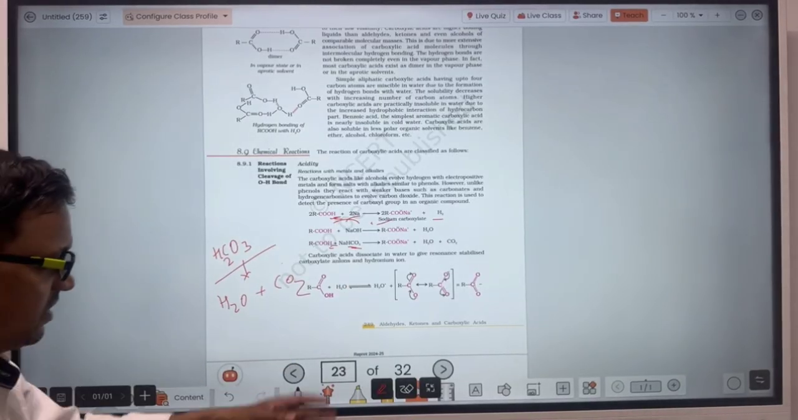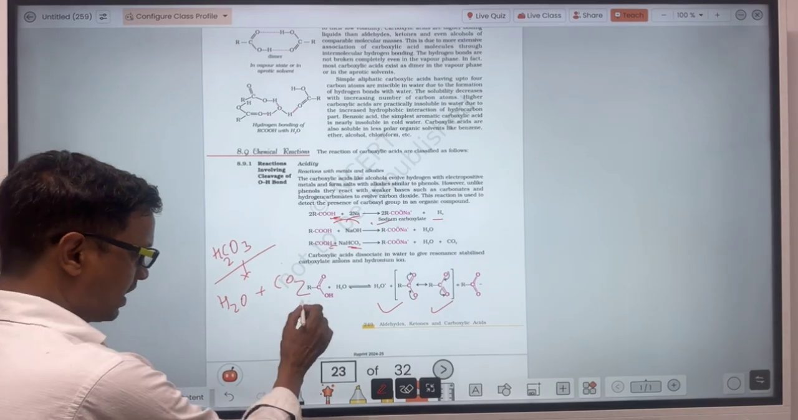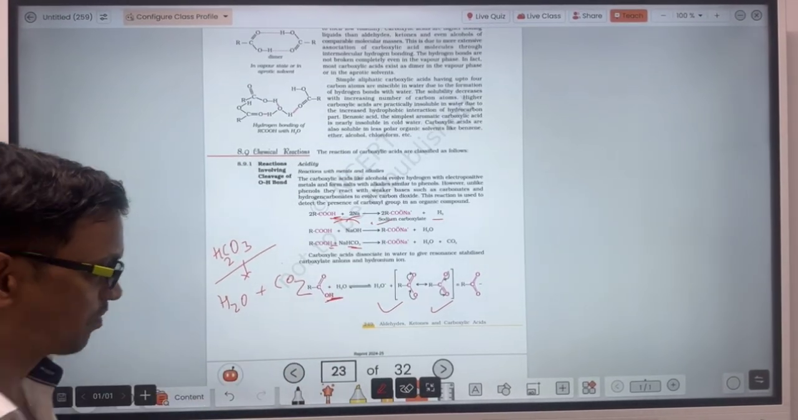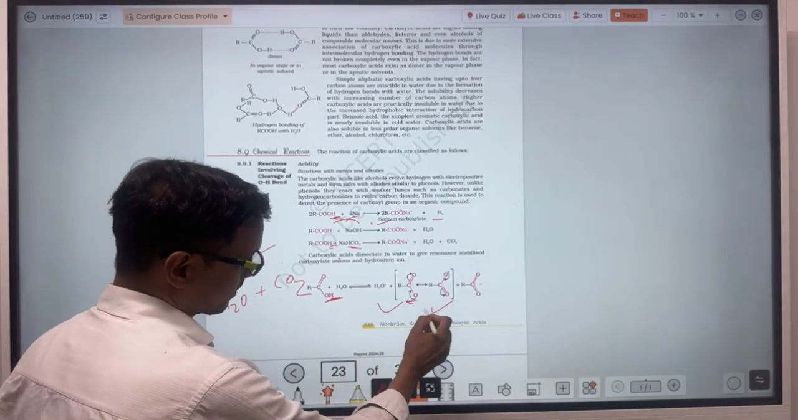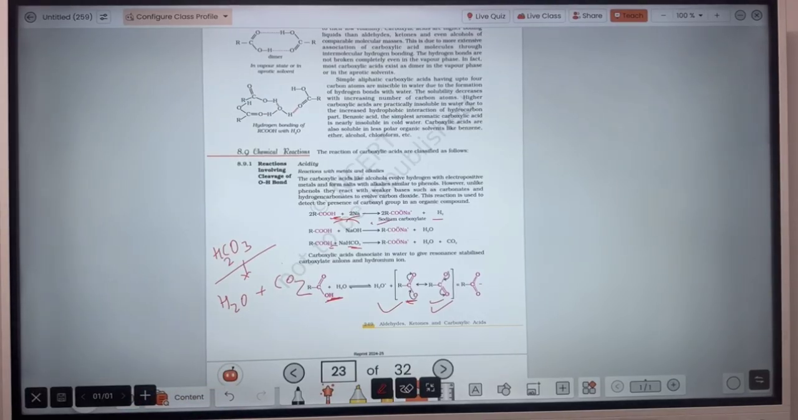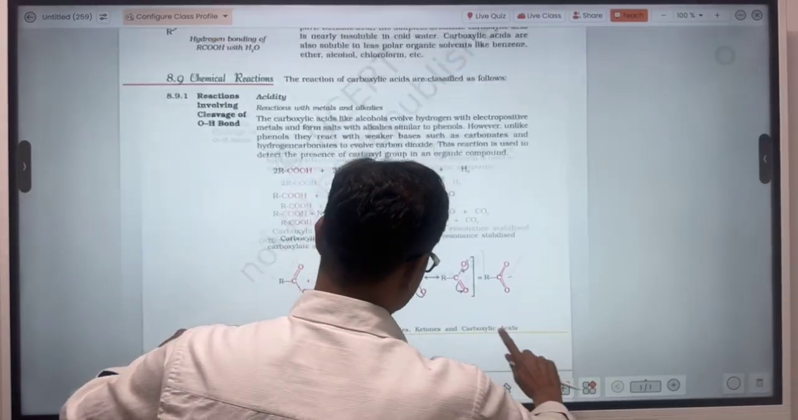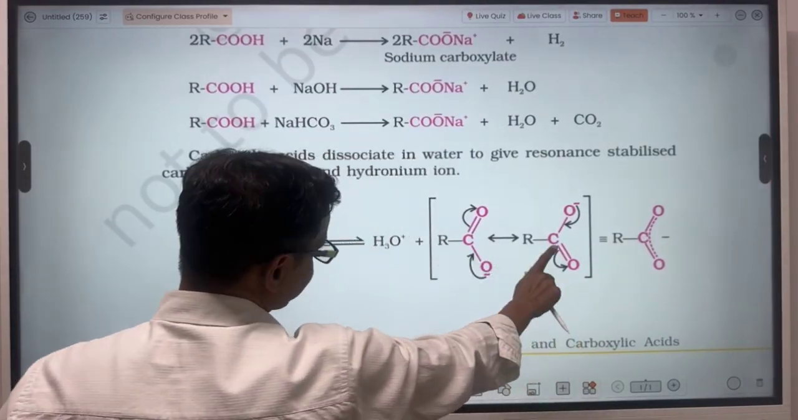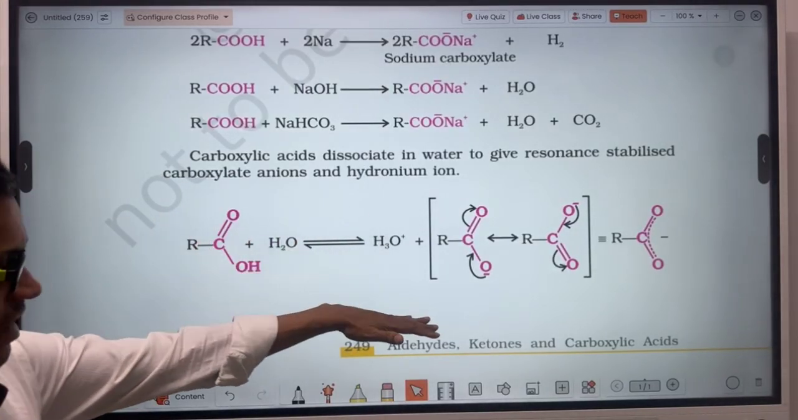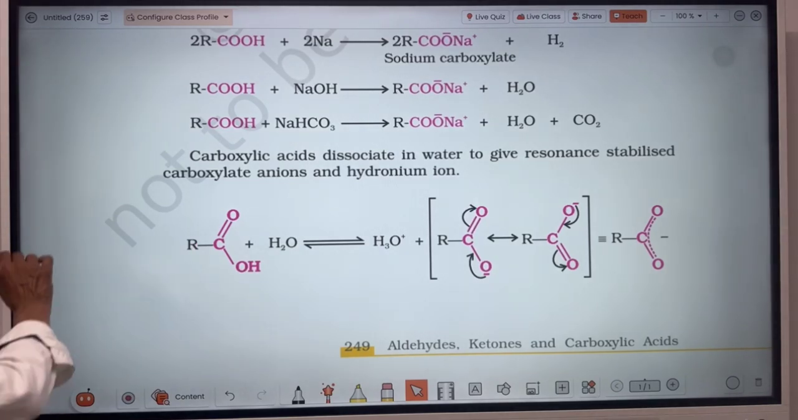This reaction shows why carboxylic acid is highly acidic: after the cleavage of the hydrogen-oxygen bond, a carboxylate ion is formed, and it is stabilized by resonance. Since the carboxylate ion is stable, stabilized by resonance, that's why carboxylic acid is a very strong acid.